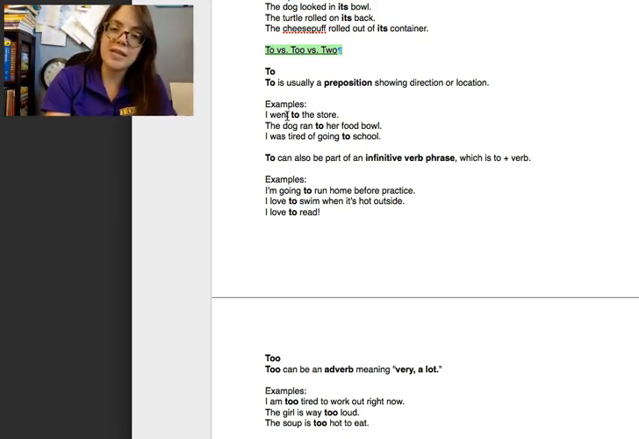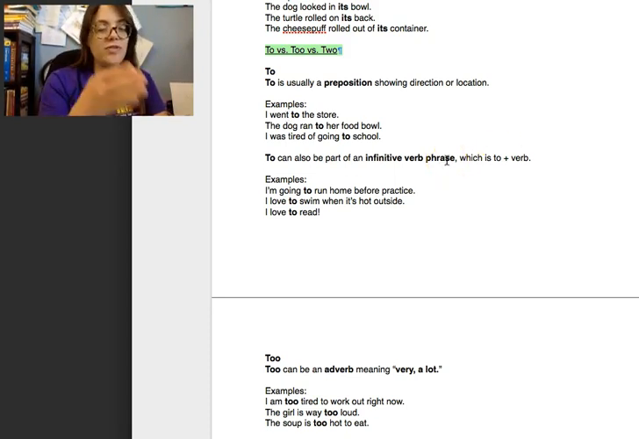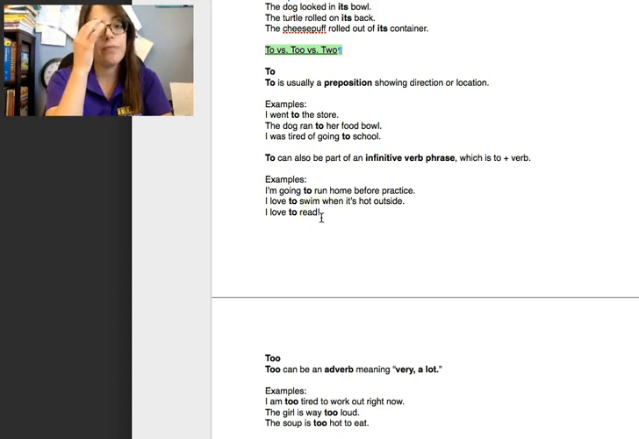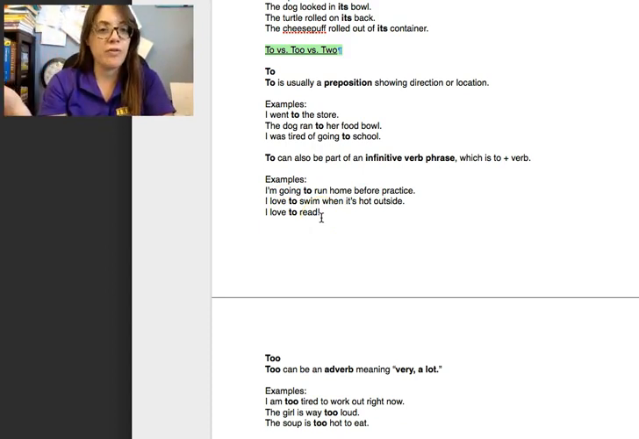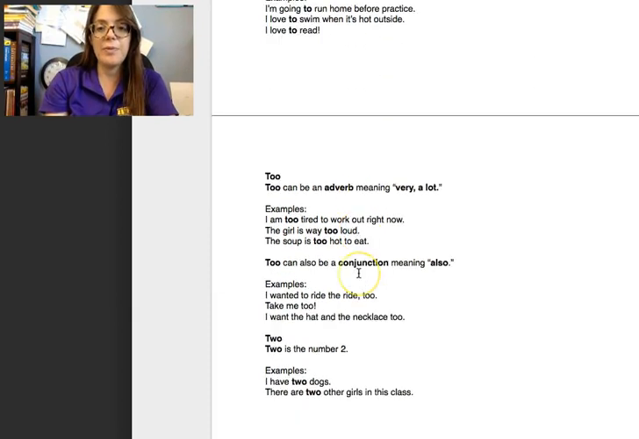Now, you'll sometimes also see to as part of the infinitive verb phrase, which is just when you have to plus a verb. Okay, so I'm going to run home before practice. I love to swim when it's hot outside. I love to read. So you'll also see it just paired up with a verb. Okay, so when you're using it as a preposition or you're using it with a verb, you want to do t-o. Okay, now flip your paper over.